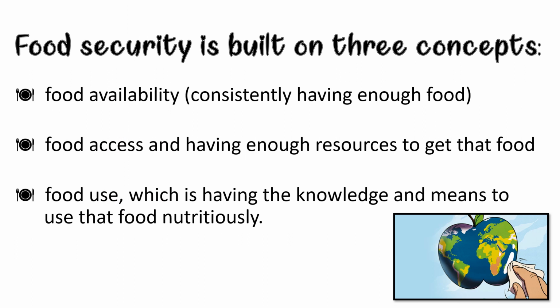Food security is built on three concepts: food availability, consistently having enough food; food access, having enough resources to get that food; and food use, which is having the knowledge and means to use that food nutritiously.